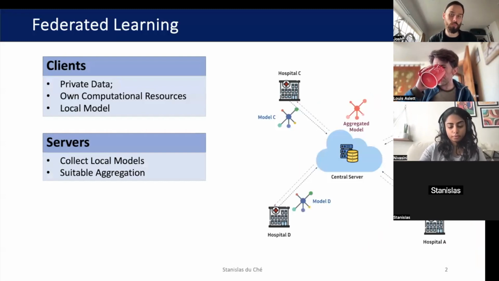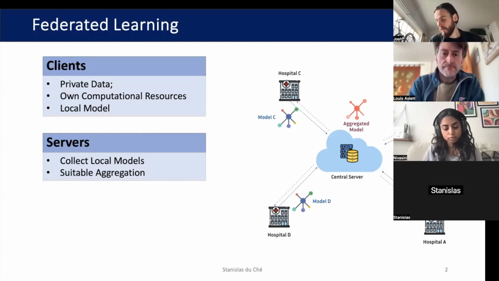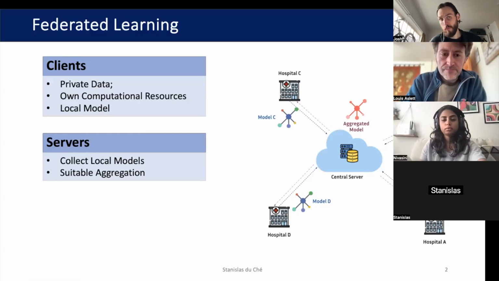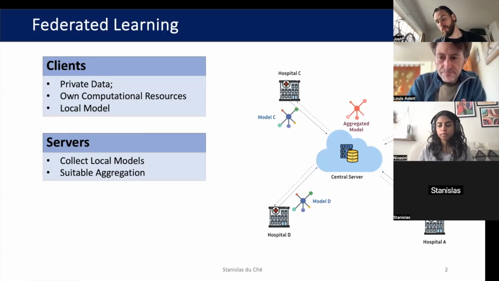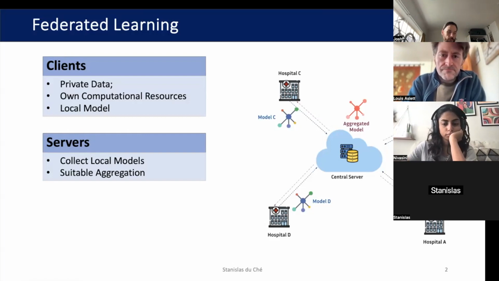Federated learning is a way of learning that differentiates two different types of participants. There are some clients that are local agents that have private data in their own computational resources, and a server, like another agent. This is going to be here to try to organize the cooperation between all the different agents. Its goal is to aggregate smartly all the local models and spread it to everybody.